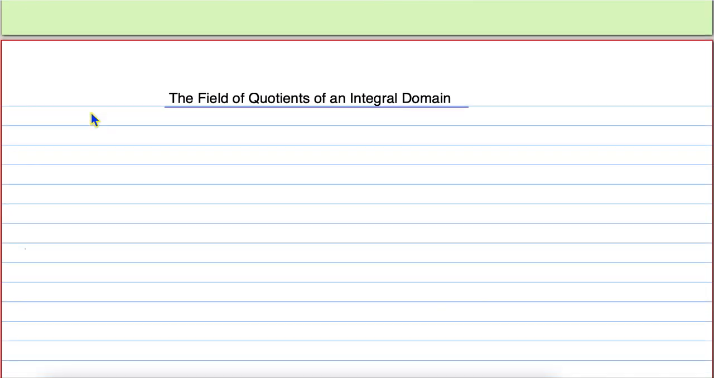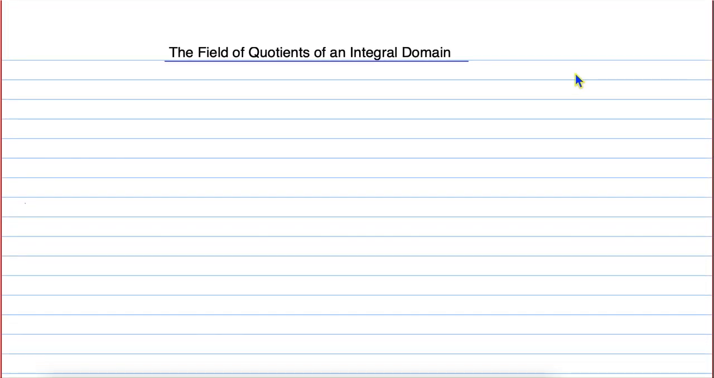Welcome back. In the last session, we proved that any integral domain D can be embedded in a field, and we constructed such a field which we called F sub D. Now, this field is just a particular example of a construction known as the field of quotients, which we are going to define now.